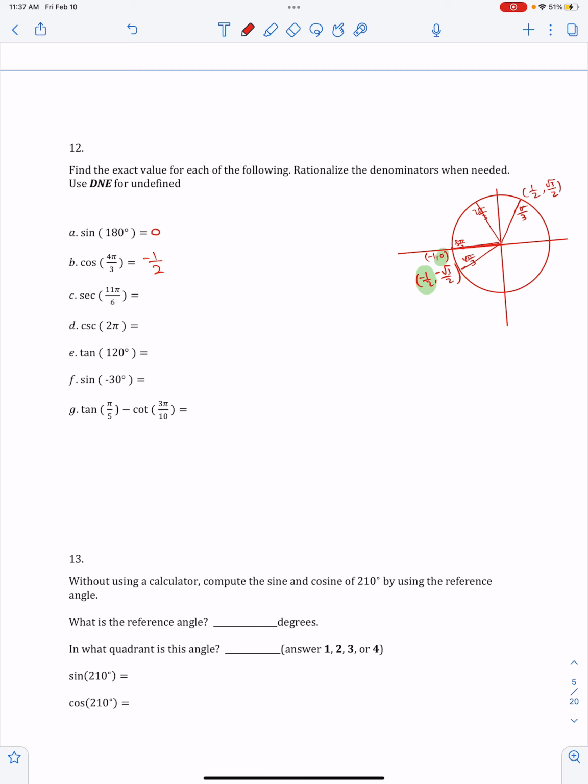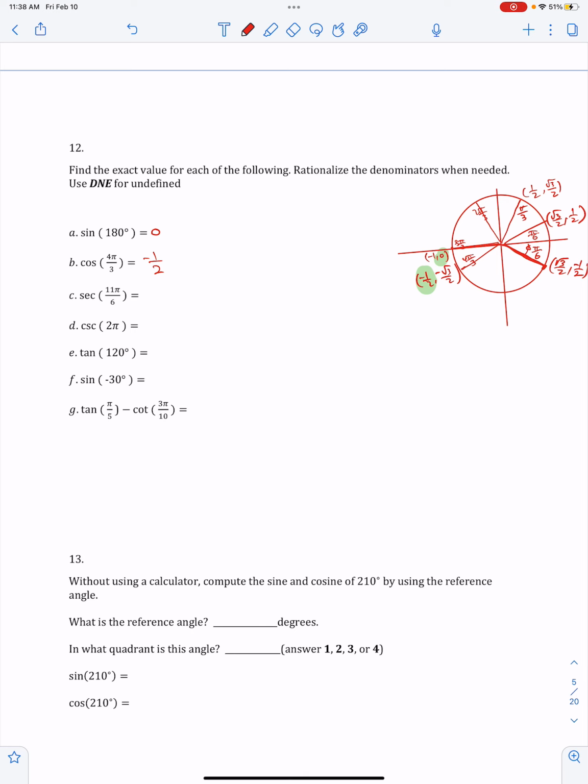Secant 11 pi over 6, we know that 11 pi over 6 is here. And if you look at the reference angle, it is basically pi over 6. So it is similar to pi over 6, which is here. But we have to make sure that we're working in the correct quadrant. So this is square root of 3 over 2 and 1/2, which means the x is still positive here, but the y value is negative.